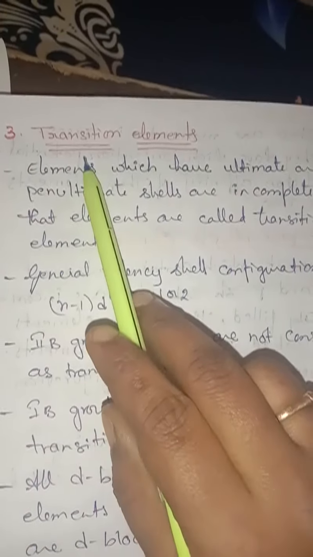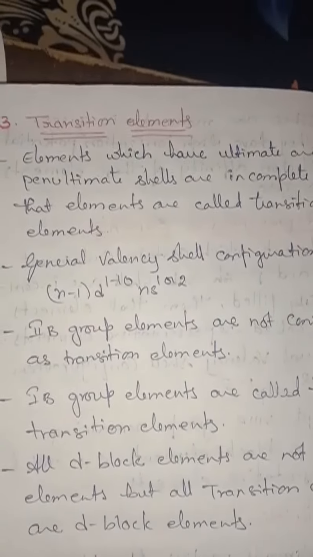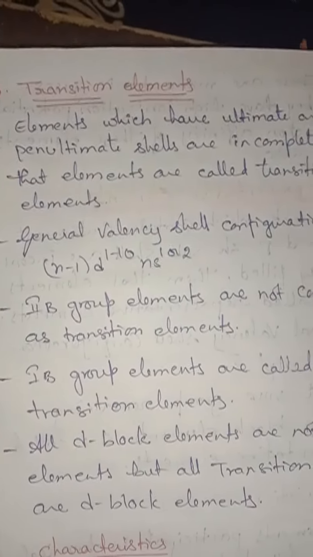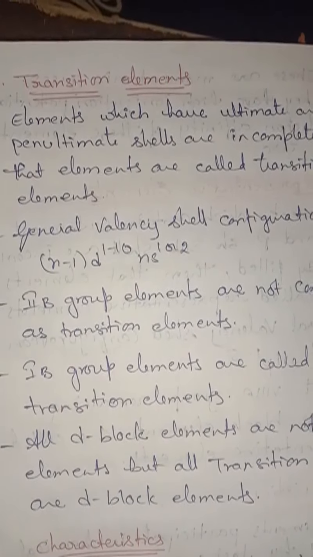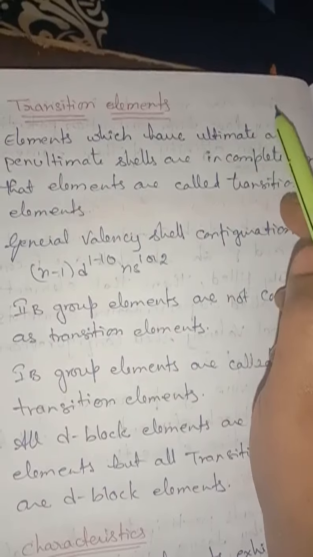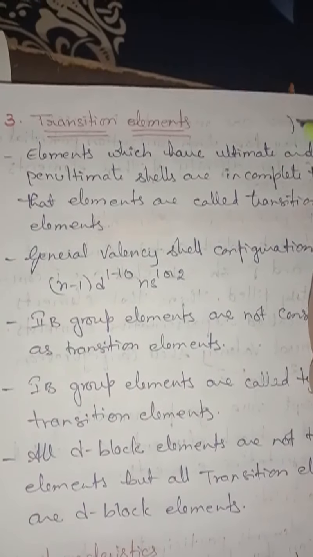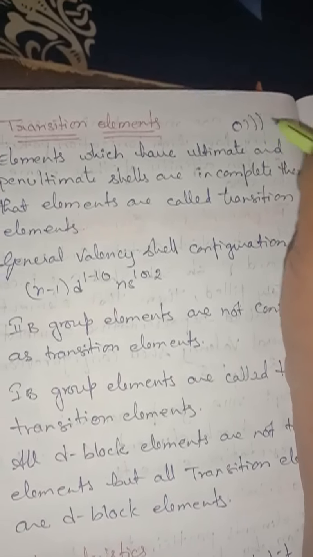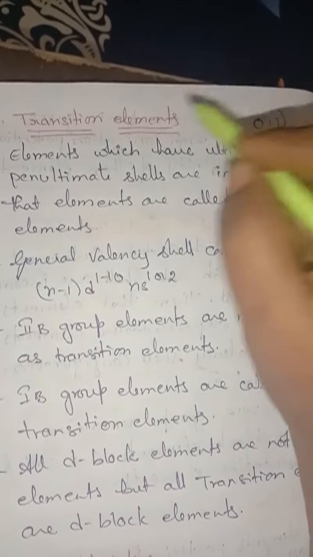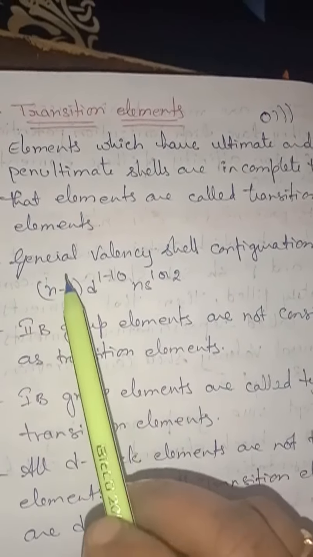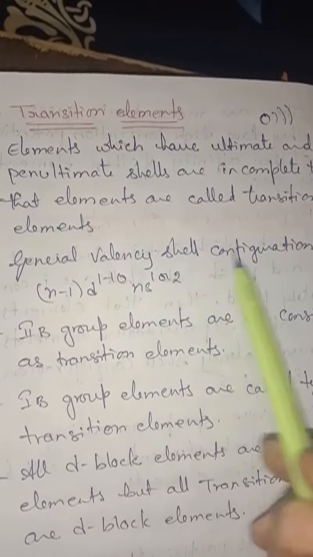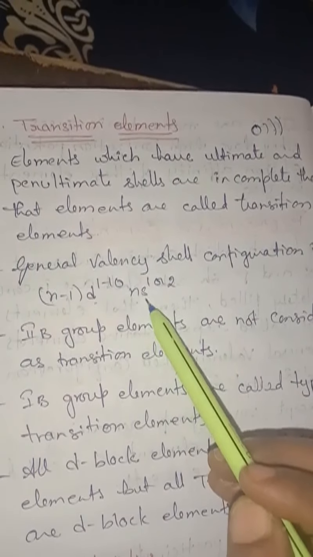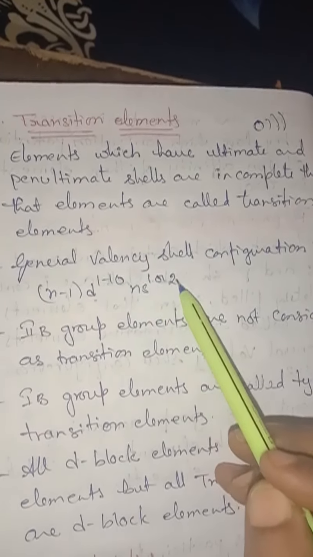Next one, third type, type 3 element, they are called transition elements. The elements which have ultimate and penultimate shells incomplete, then those elements are called transition elements. That means, like this it will be, it is the nucleus, ultimate shell, that is outer shell, and penultimate shell, that is inner shell. Both the shells are incomplete, then those types of elements are known as transition elements. Their general electronic configuration is (n-1)d1-10, that is inner, and ns1-2, that is outer shell.